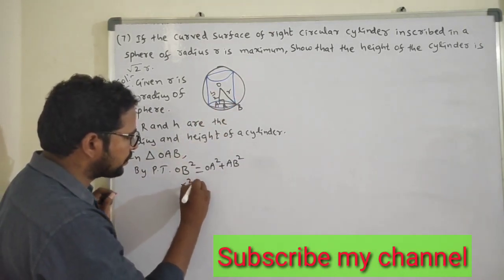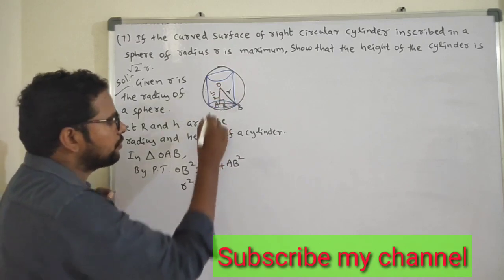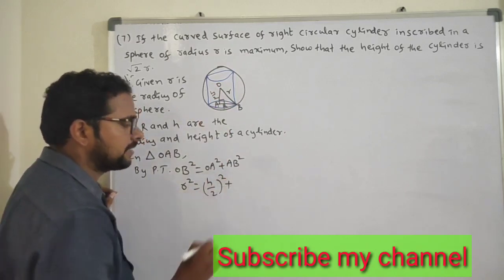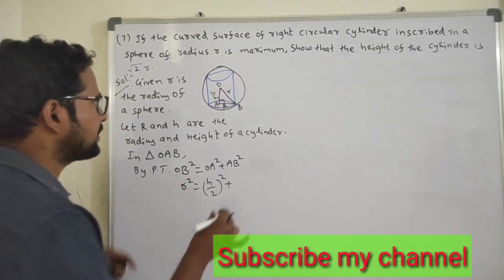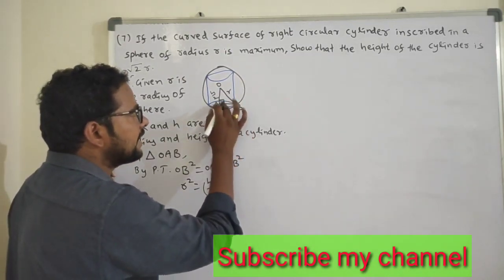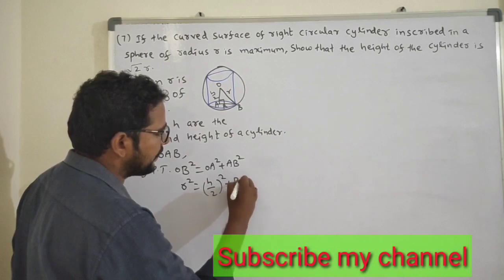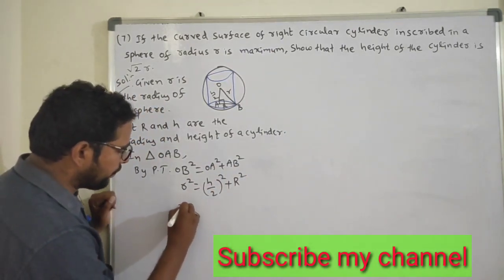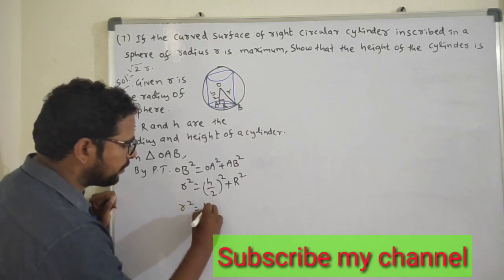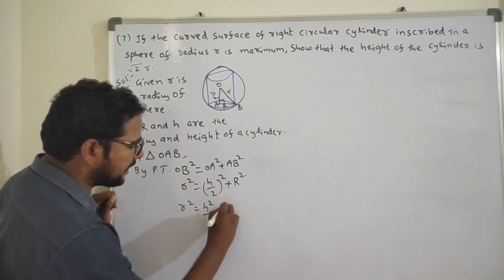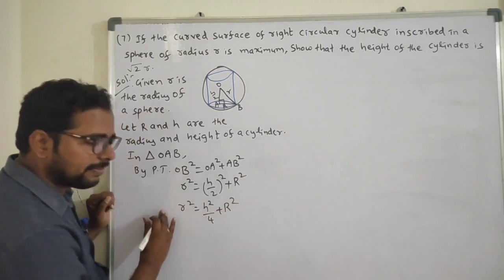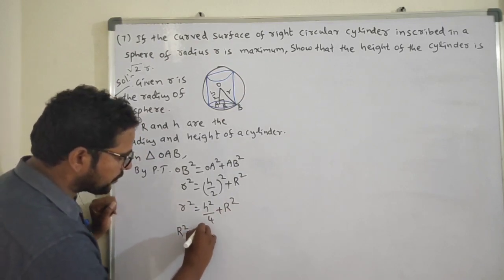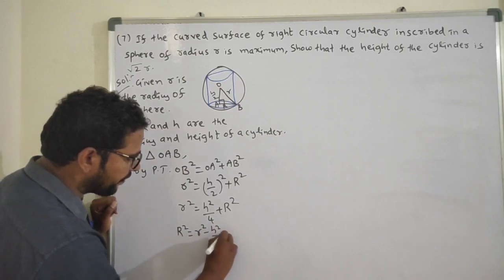Small r square is equal to OA value, H by 2 whole square, plus AB value. AB is the base radius of the cylinder, capital R square. So r square is equal to H square by 4 plus R square. So the H term goes to the left side with a minus, and capital R square is equal to small r square minus H square by 4.